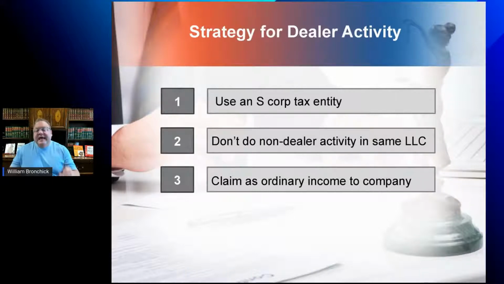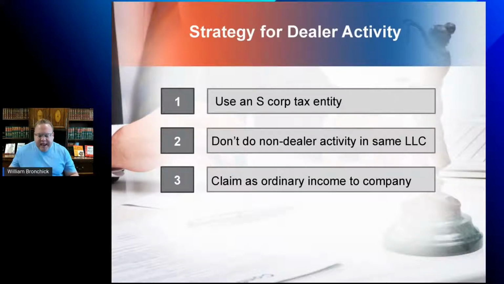Now I said S corp. An LLC can report as an S corp for taxes, as we'll discover later. So don't do non-dealer activity in the same LLC as you do your dealer stuff, because if the IRS tags the filing entity as a dealer, then all of it could be subject to dealer implication, and you don't want that. So what you want to do is just claim your flips or your wholesales as ordinary income to an S corp, and maybe take some salary, pay some FICA tax, and the rest passes through without. That's the proper way to do it.